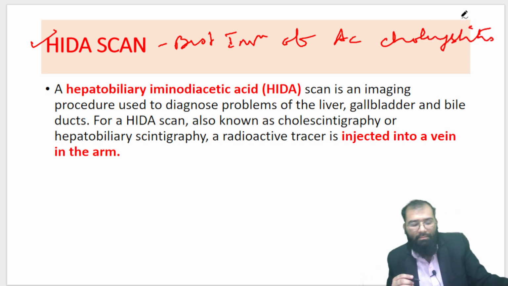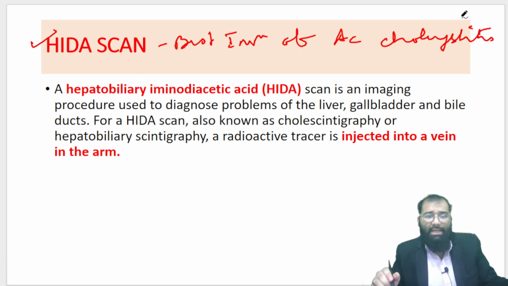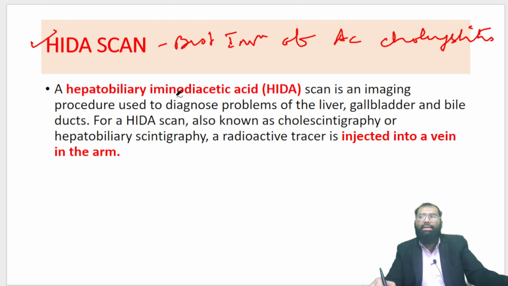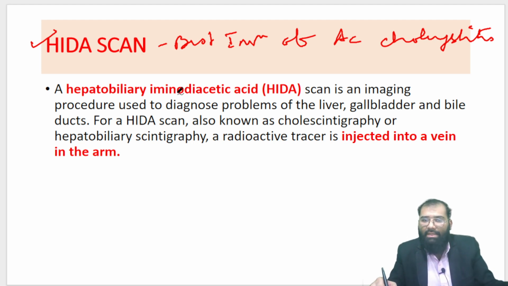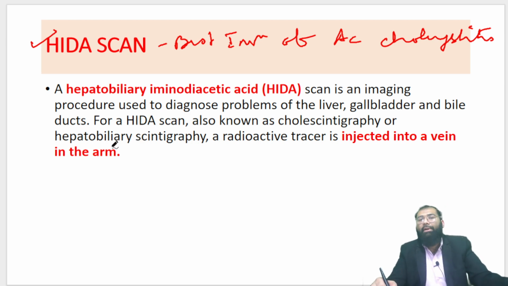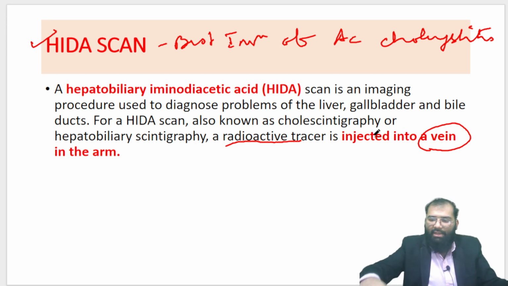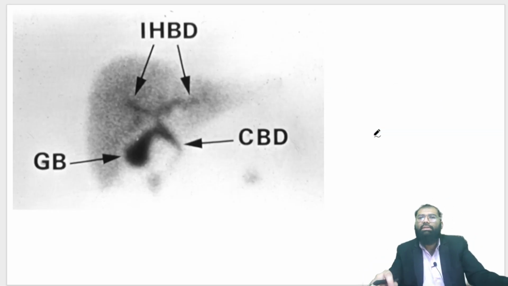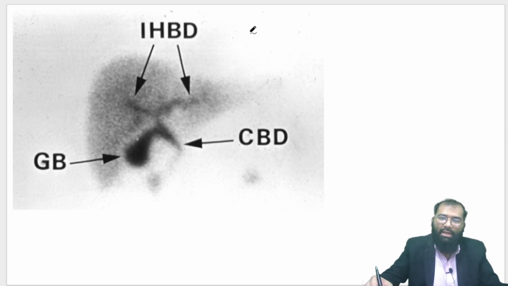Okay, now what is HIDA scan? HIDA stands for hepatobiliary iminodiacetic acid scan. It is an imaging procedure which is used to diagnose hepatobiliary disorders, also called hepatobiliary scintigraphy technique, where a radioactive tracer is injected into a vein of the arm, and then after IV injection of the tracer we take various images, and this is how a normal HIDA scan looks.